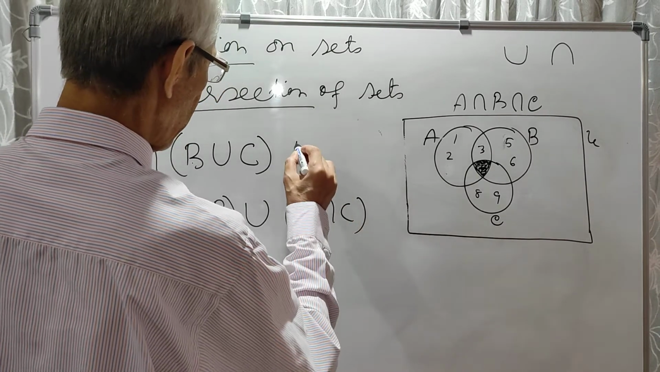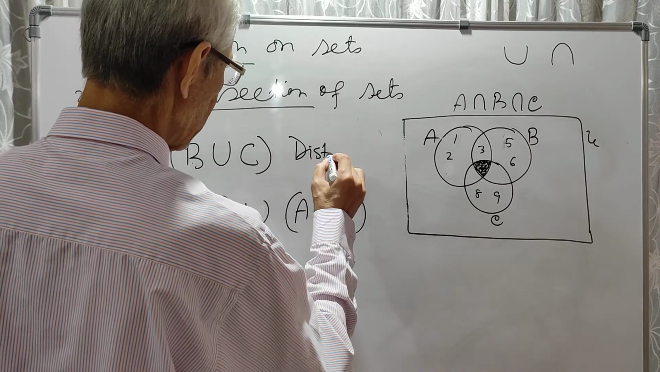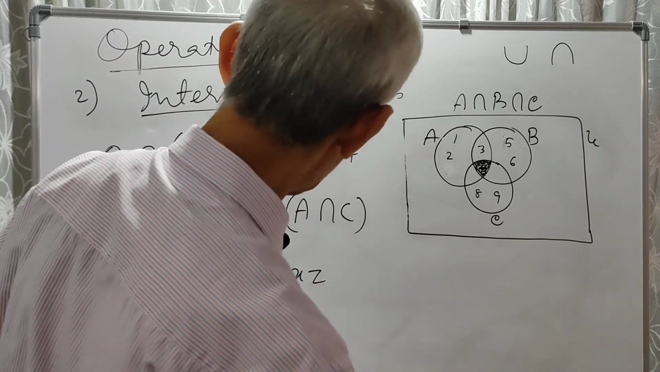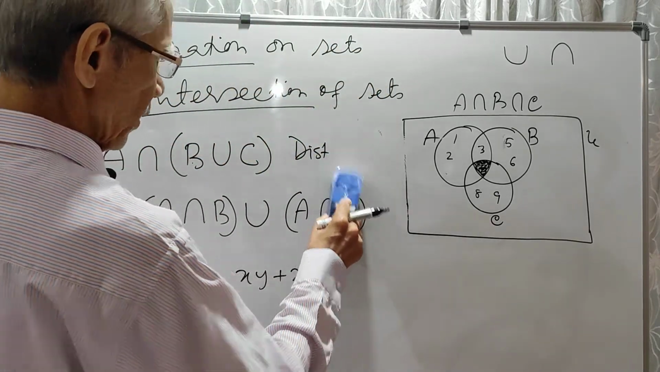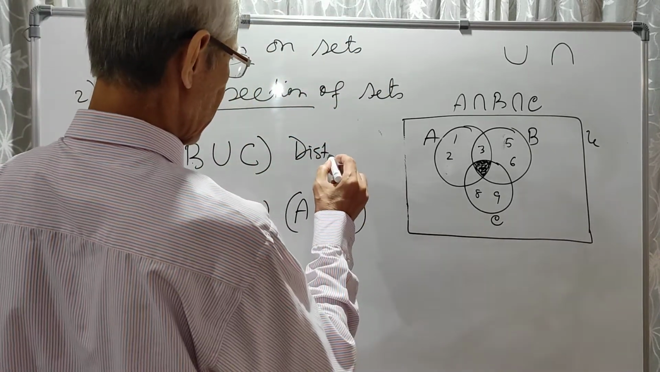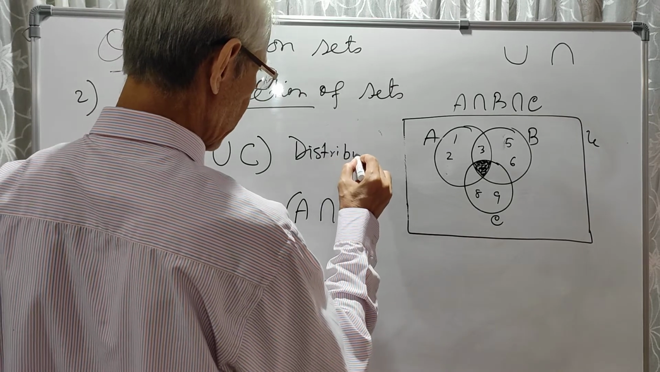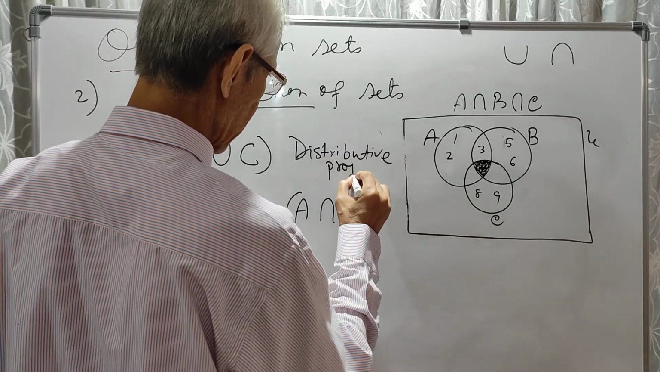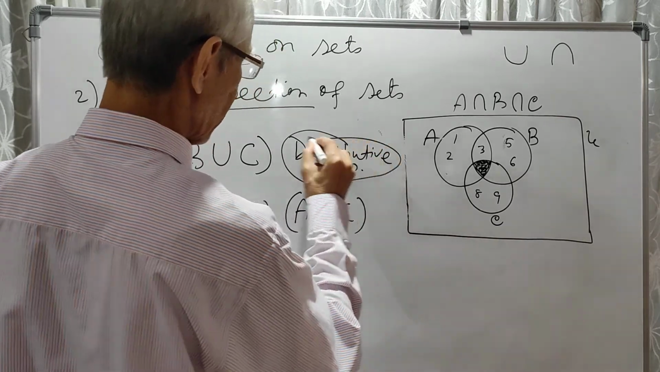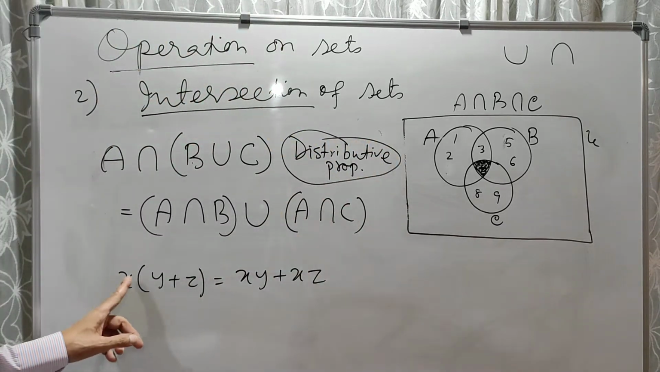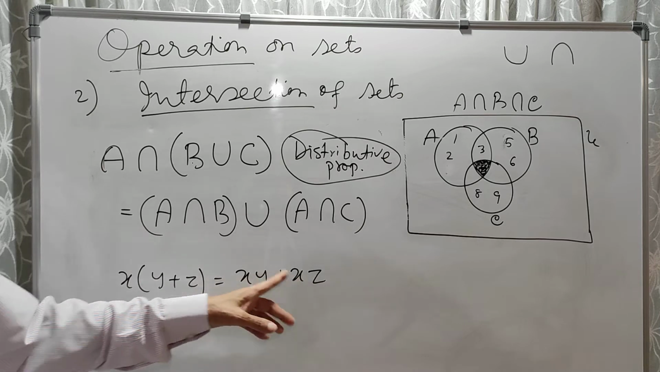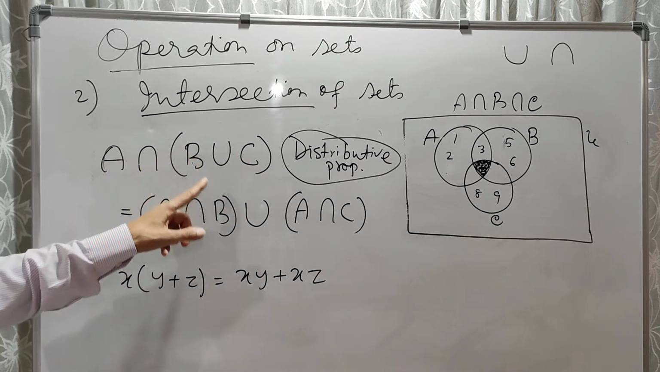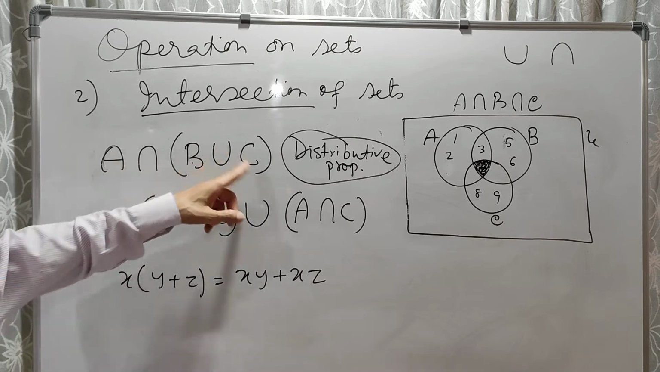This is the distributive property of sets. Distributive property of set. All right. So it is like this one: x into y plus z equals xy plus xz. So A intersection B union C equals A intersection B, then union A intersection C.